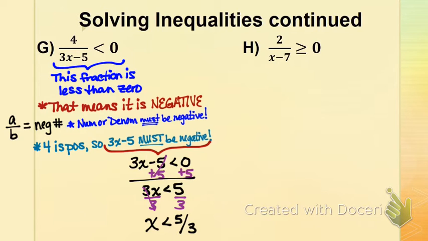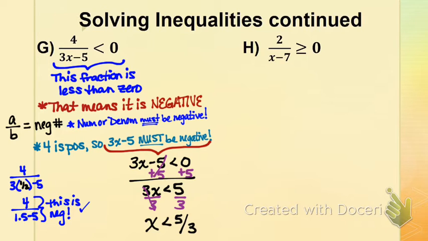All right, so we have 4 over 3 times 1/2 minus 5. So that'd be 4 over 1.5 minus 5. Does this come out to be a negative fraction? Yeah. So it checks out.